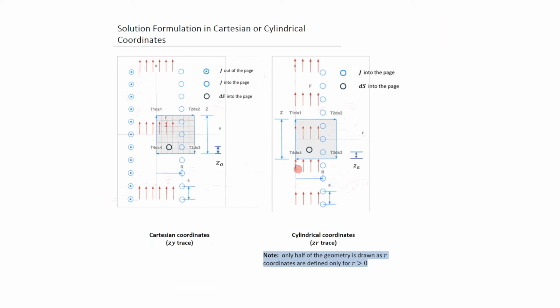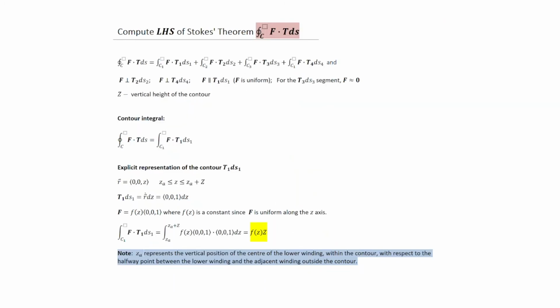In fact, if you've chosen different values of theta, you essentially end up with the same picture. It doesn't matter what theta is. Okay, so this is the picture that we work with in terms of doing the computation for Stokes' theorem. All right, so now we go ahead and do the computation.